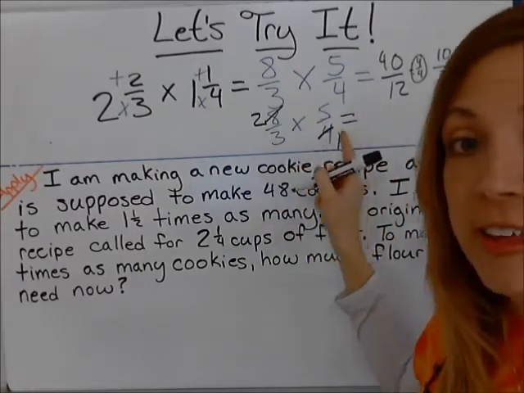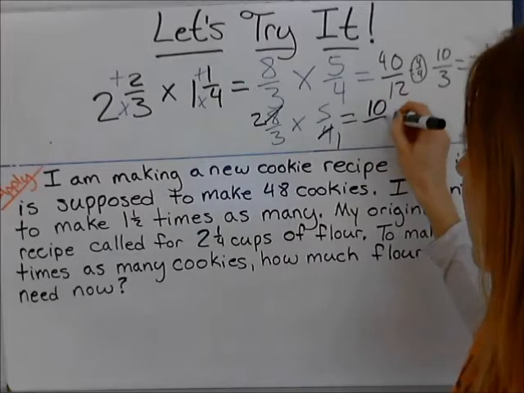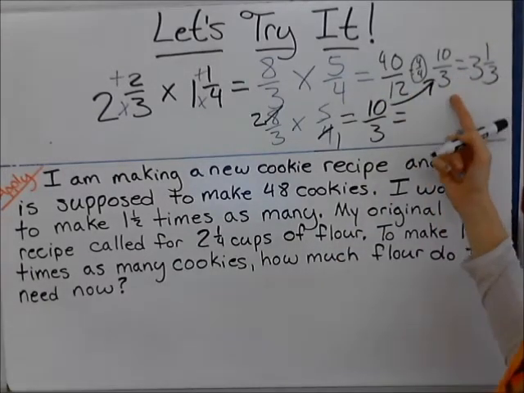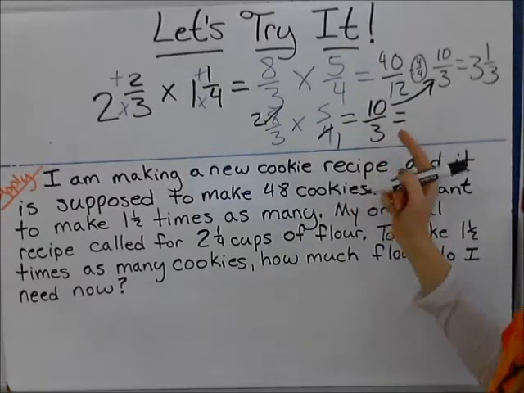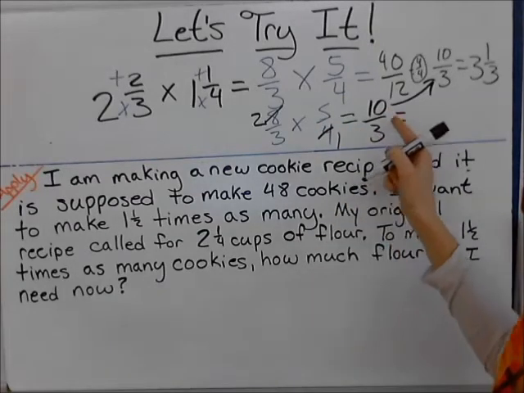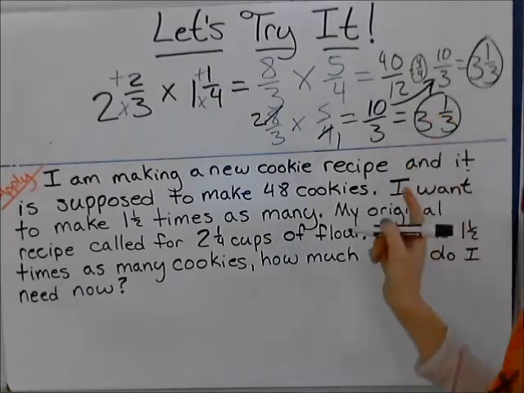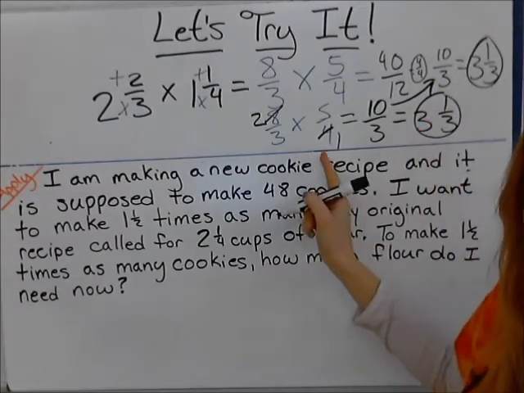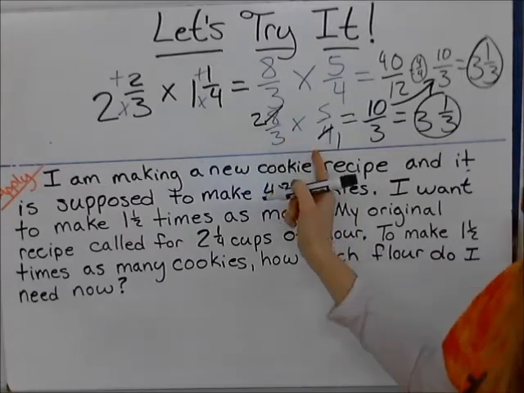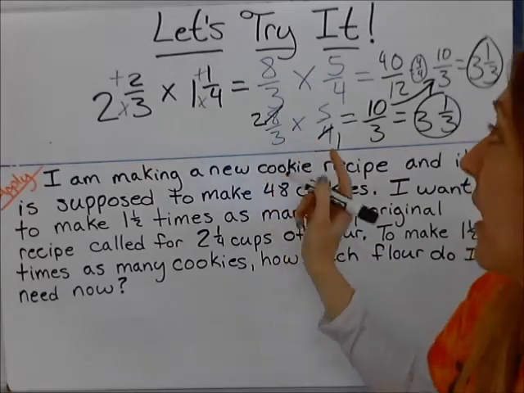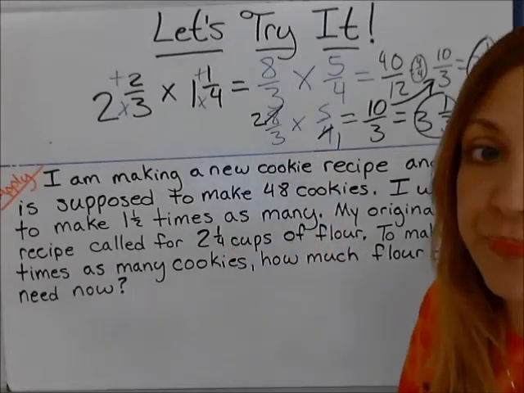I multiply across, I get 10/3, which is what I got up here. It's just a faster way to simplify those fractions. 10/3 is 3 1/3. So you end up with the same answer. It's just a little bit easier to find what needs to be simplified right here in this step.